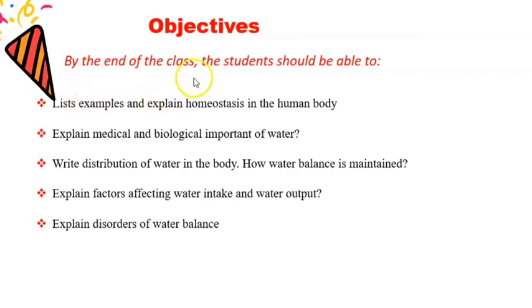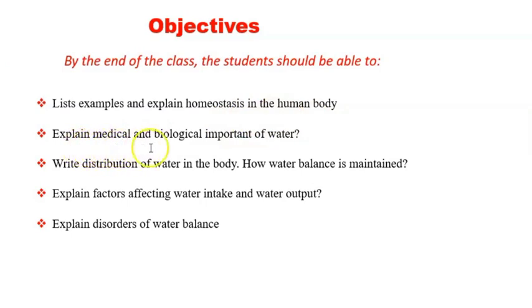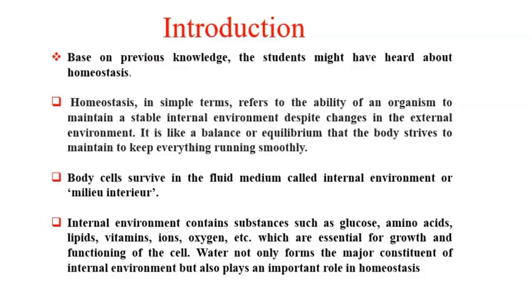This is what I want you to achieve at the end of this class. You should be able to list examples and explain homeostasis in the human body. You should be able to explain the medical and biological importance of water. You should be able to write the distribution of water in the human body and how water is regulated. You should be able to explain factors affecting water intake and water output. And finally, you should be able to explain disorders of water balance.